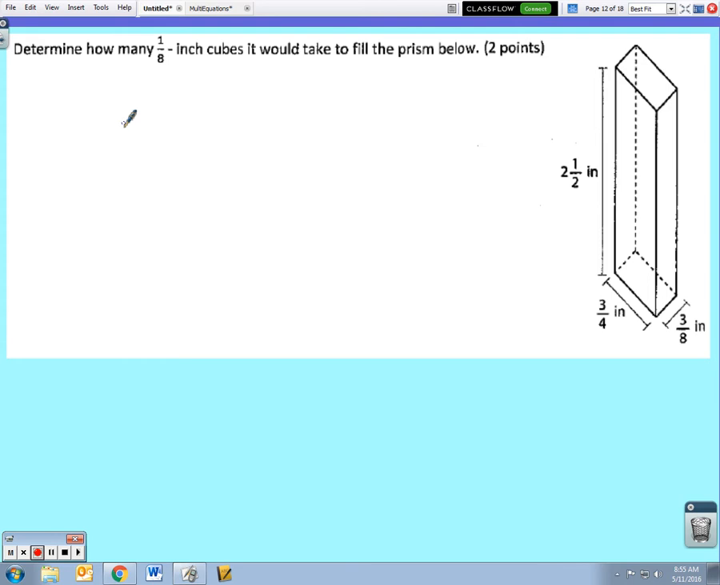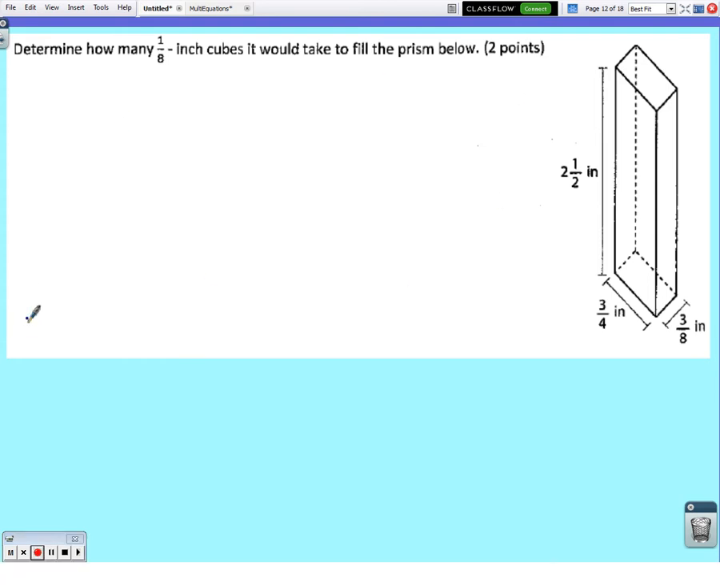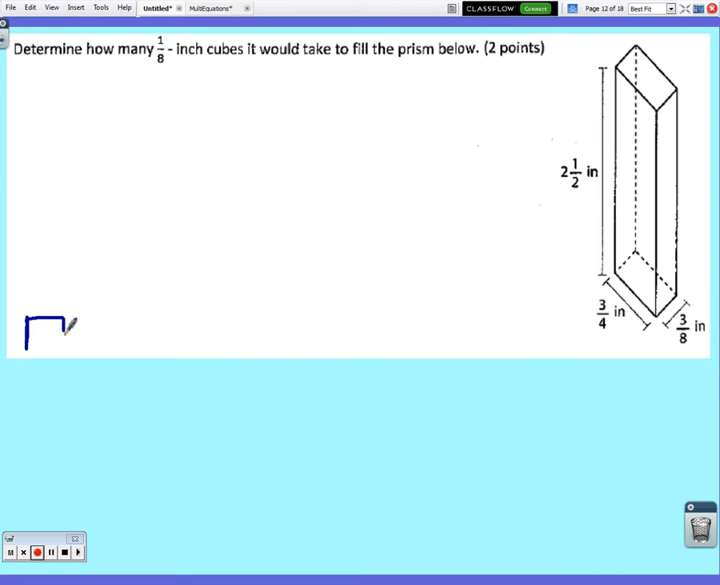All right, so determine how many 1/8 cubes it will take to fill the prism. So here's what I'm thinking. This is a 1/8 inch cube. So I'm drawing a little cube, and this is what I'm stacking inside of that shape over there. So we have 1/8 of an inch here, 1/8 of an inch here, and 1/8 of an inch here. Now I'm going to stack those cubes going up, going the width, and also going the length.